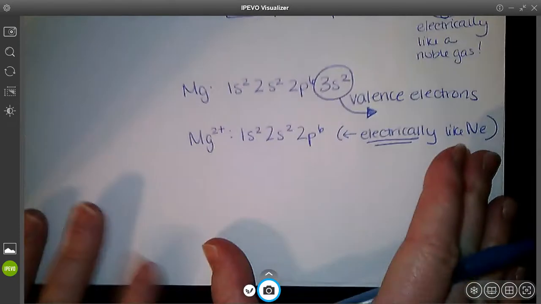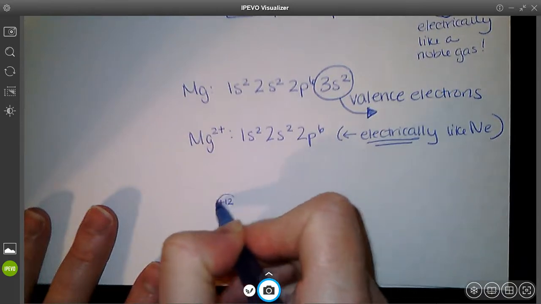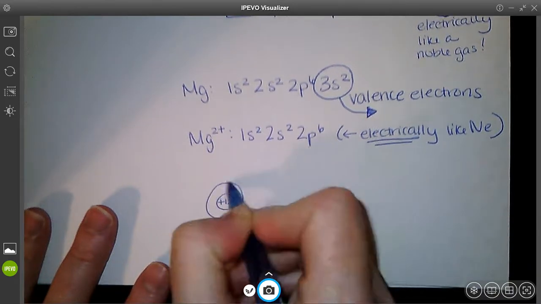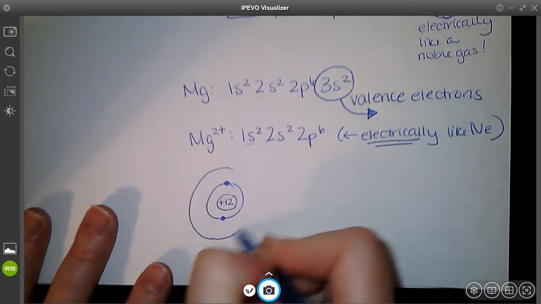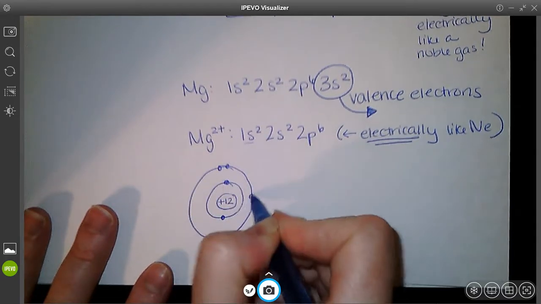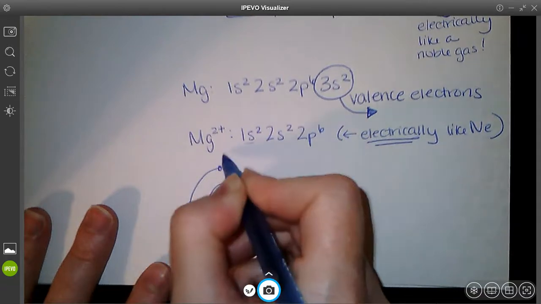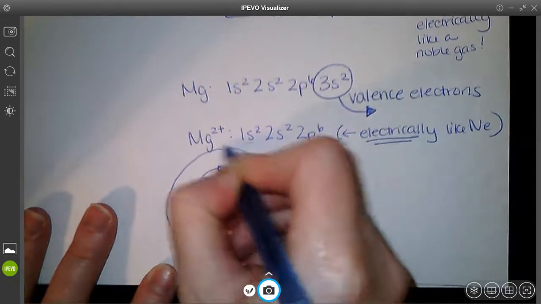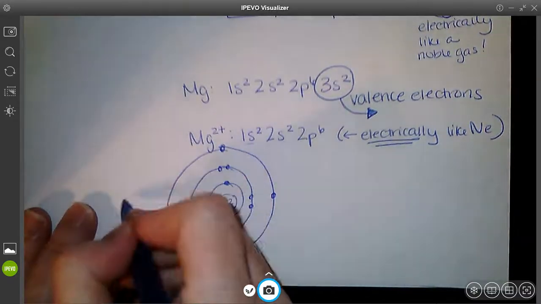Another way to look at it is magnesium has that positive 12 center, and then it's going to have 2 electrons here in the first energy level. It's going to have 8 electrons in the second energy level. That comes from the 2s2, 2p6. And then it's got 2 electrons in its outer energy level. So this is magnesium.